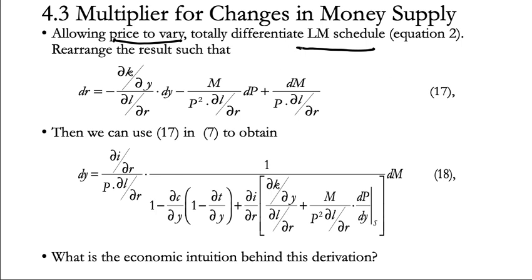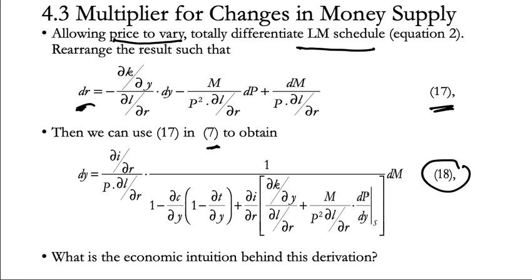Now, we totally differentiate the LM schedule like the way I taught you previously, but this time allow the price to vary. And then we rearrange the results such that dr is on the left-hand side and the rest on the right-hand side. Then you can obtain 17. However, 17 is not the multiplier. We need to do further. And then we use 17 in 7, in the IS function that has been totally differentiated, to obtain 18.